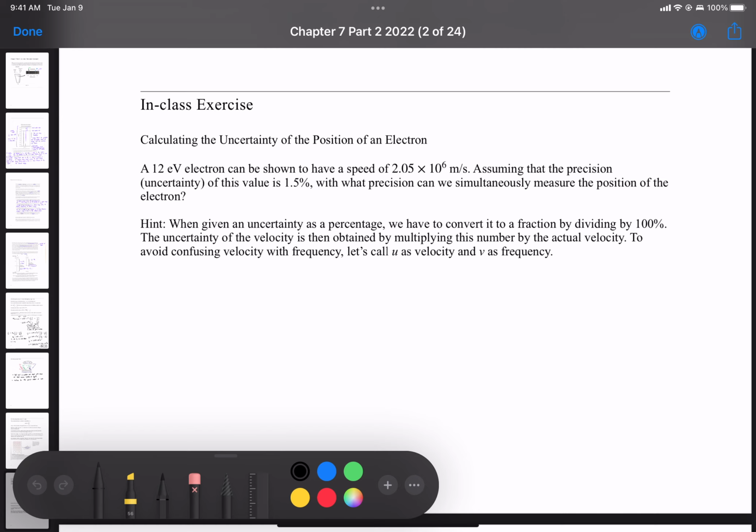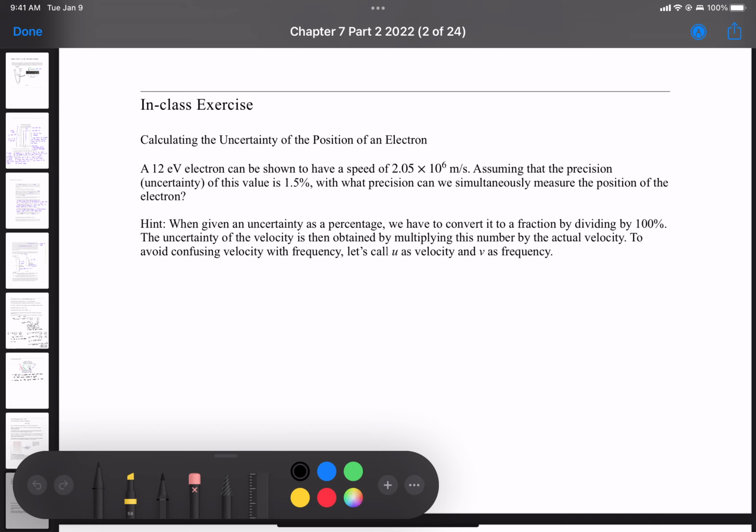Okay? All right. So first, we're going to do a practice problem where we calculate the uncertainty of the position of an electron. A 12 electron volt electron, so electron volt is a unit of energy, can be shown to have a speed of 2.05 times 10 to the 6 meters per second. Let's assume that the precision or the uncertainty of this value is 1.5%. So how precisely can we measure the position of the electron?